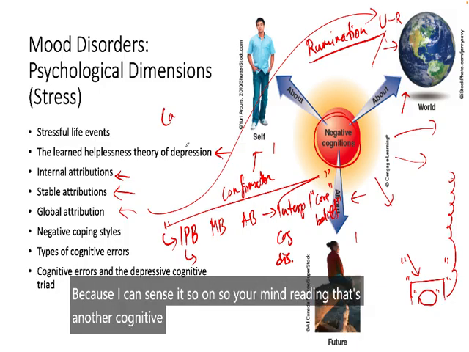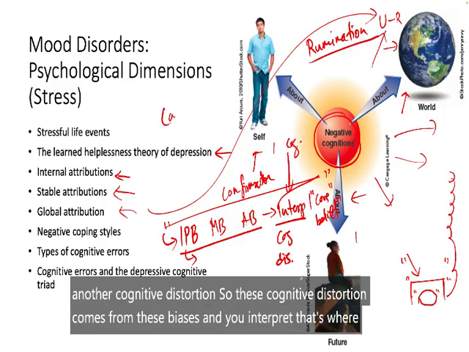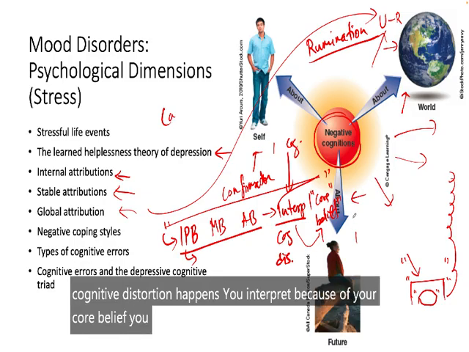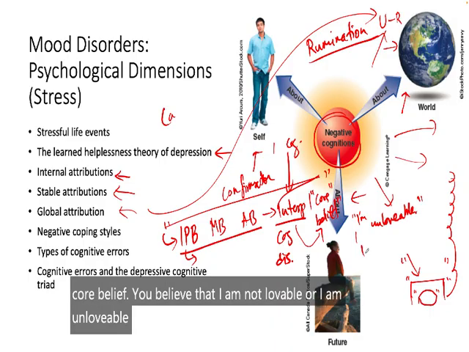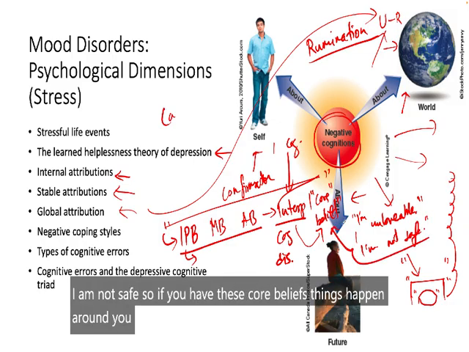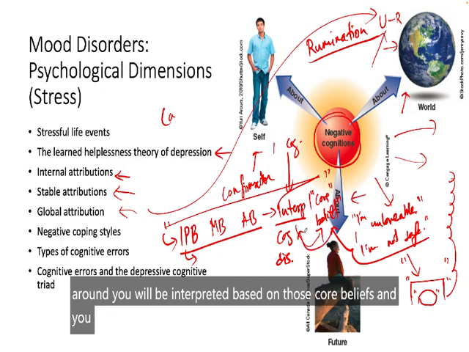So these cognitive distortions come from these biases, and you interpret. That's where cognitive distortion happens. You interpret because of your core belief. You believe that I am not lovable, or I am unlovable, I am not safe. So if you have these core beliefs, things that happen around you will be interpreted based on those core beliefs, and you constantly lead to cognitive distortion.